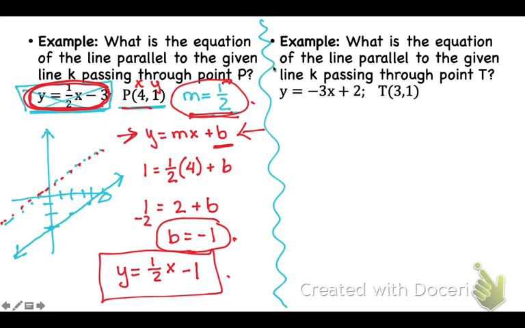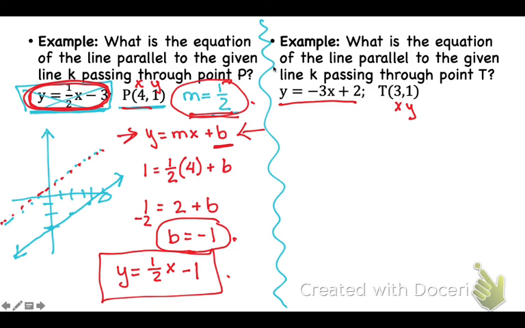Okay, so again, write an equation that is parallel to the given line and passes through point T. So here's my line I want to be parallel to, and I have to pass through this point, and it is x, y. I would advise you guys to label those x, y, because I had 3 people last hour labeling that point wrong. Points are always x, y, aren't they?